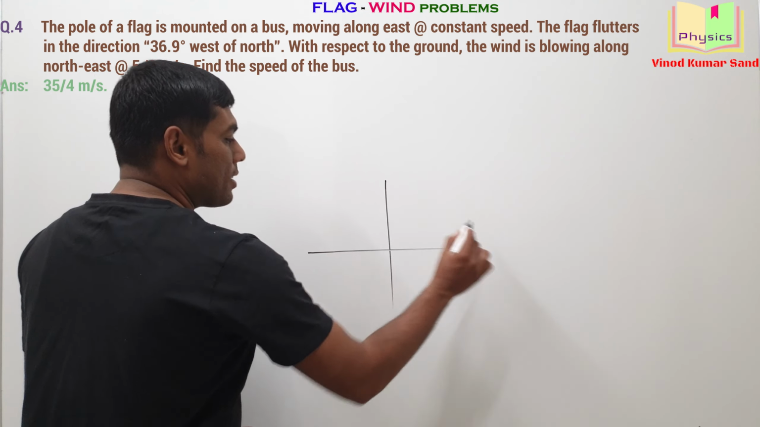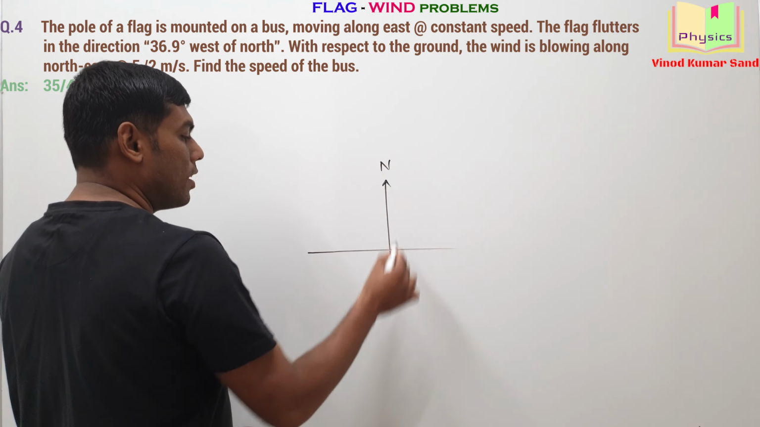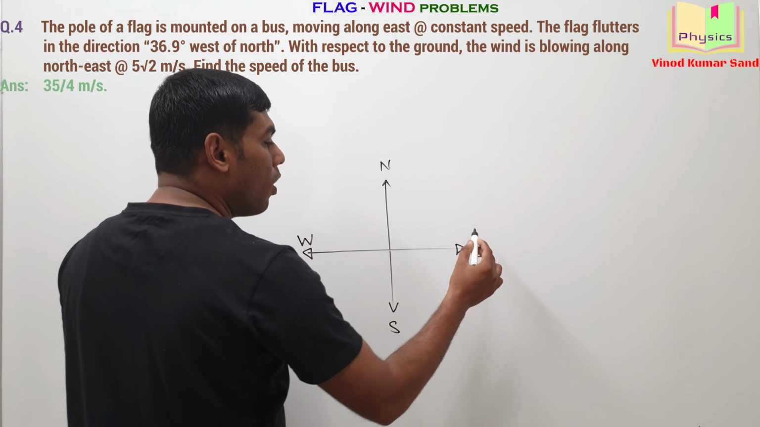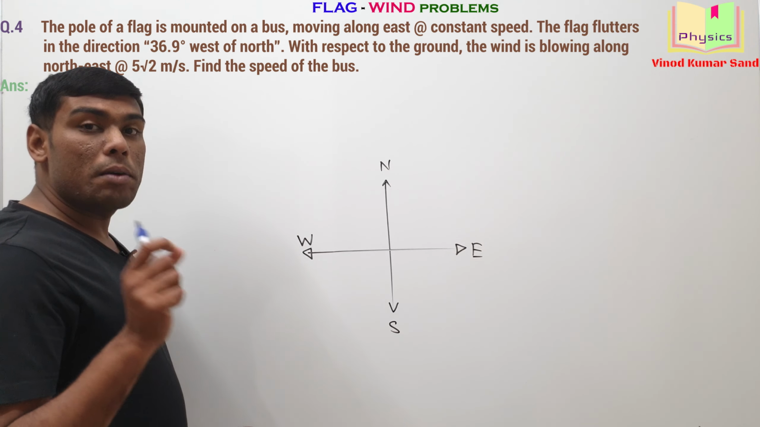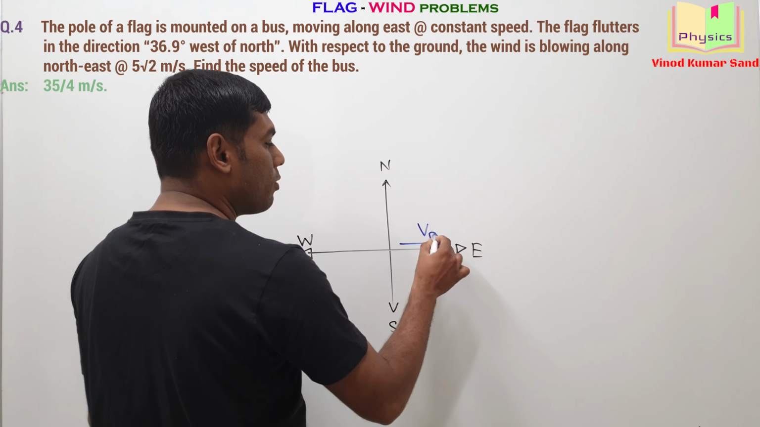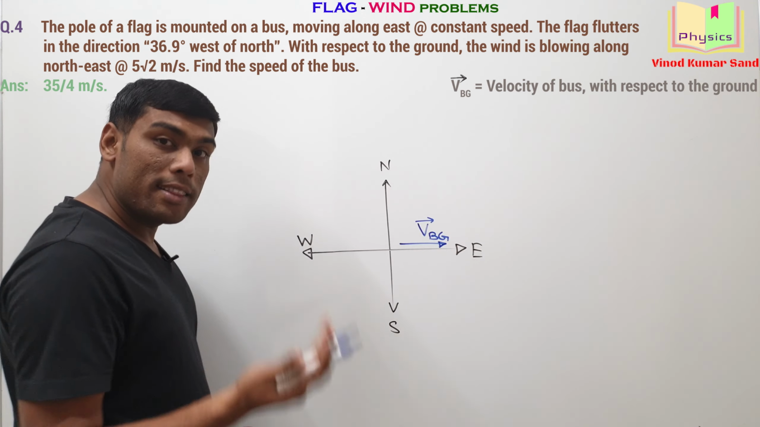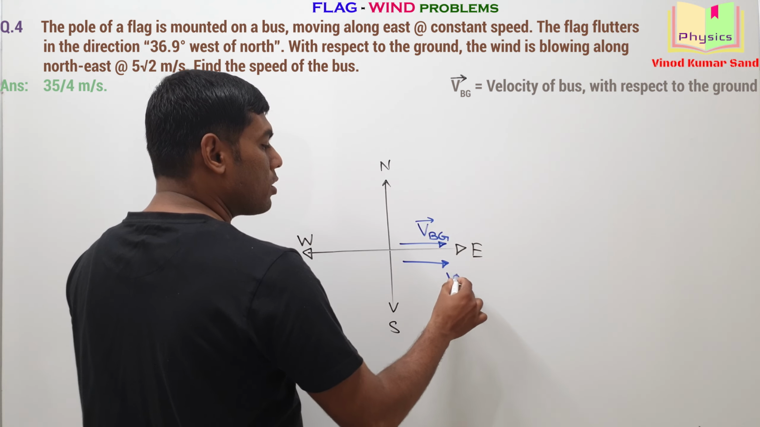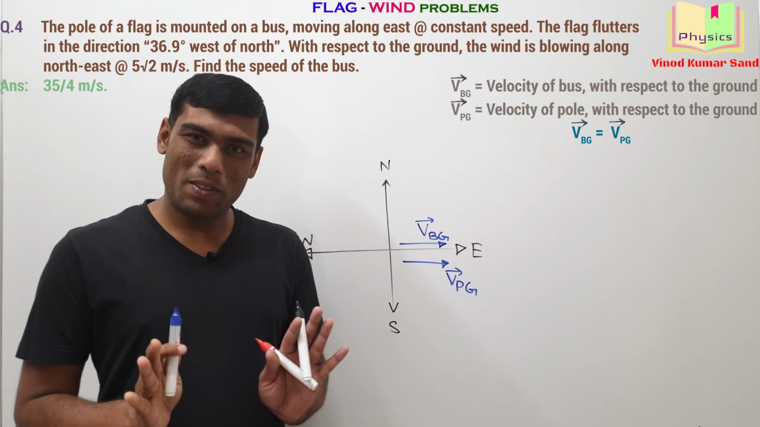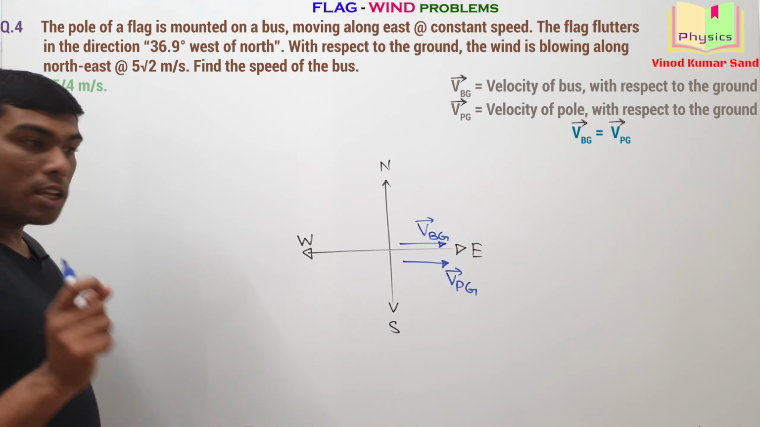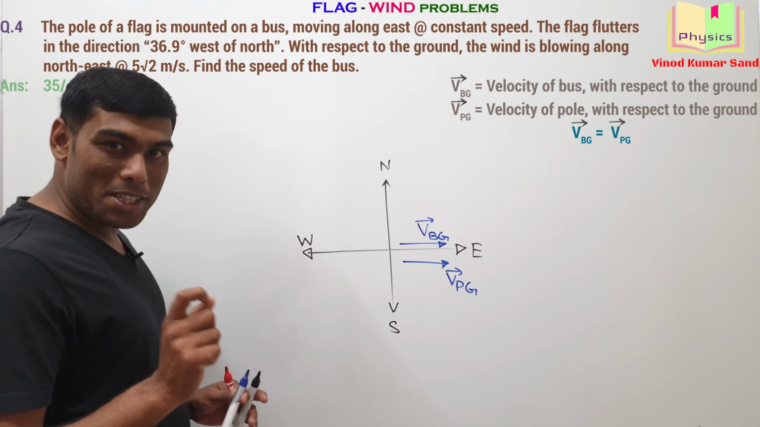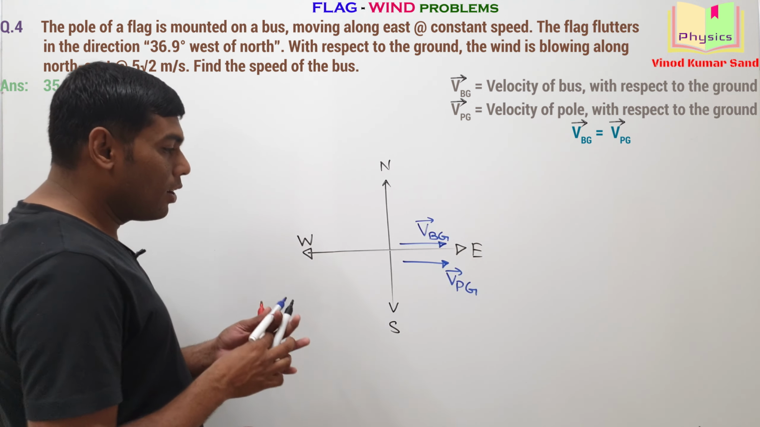As usual, we'll assign the sense of directions. So here is the north, here is the south, this is the west and east. According to the given data of the question, the bus is moving along east. So in this direction, we should write the velocity of the bus with respect to ground. And in the same direction, we should mention the velocity of the pole with respect to the ground, because the pole has been mounted on the bus. Got it? Now, the question says the velocity of the wind with respect to the ground is 5√2 meter per second along northeast direction. What does it mean?